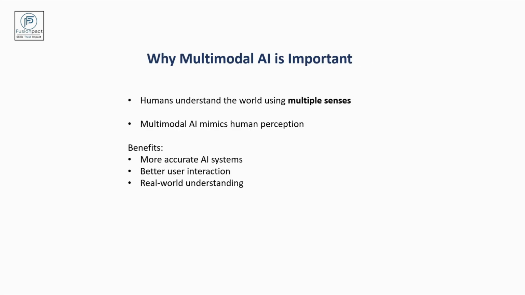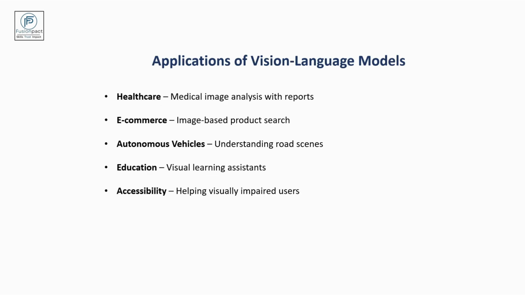Why is multimodal AI important? Humans understand the world using multiple senses. Multimodal AI mimics human perception. Benefits are more accurate AI systems, better user interaction, and real world understanding.